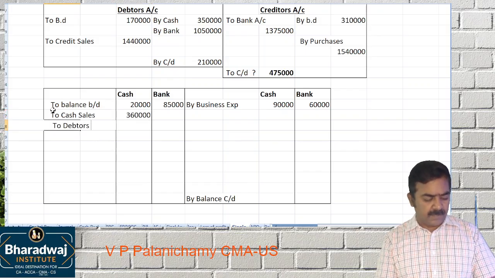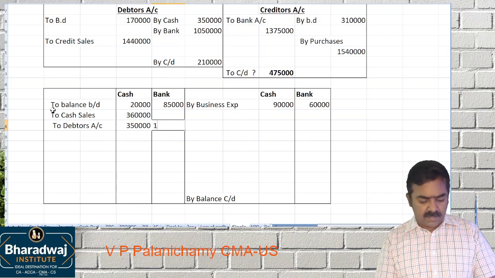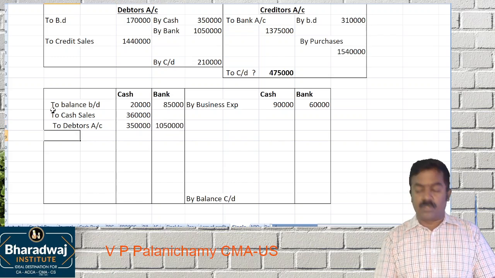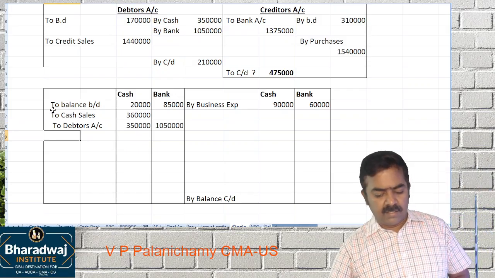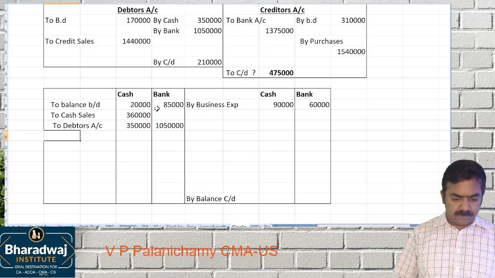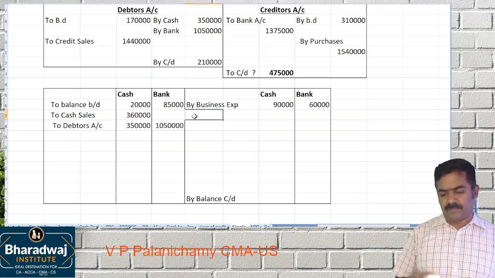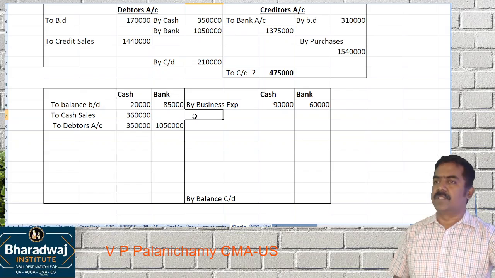From debtors, how much have we collected? What is the debtors account? In cash form how much we received? 3,50,000. Balance 10,50,000 by cheque. Total of 14 lakhs. Of that, cash 3,50,000 and cheque balance 10,50,000. What else will come? Business expenses 90,000, 60,000 production.